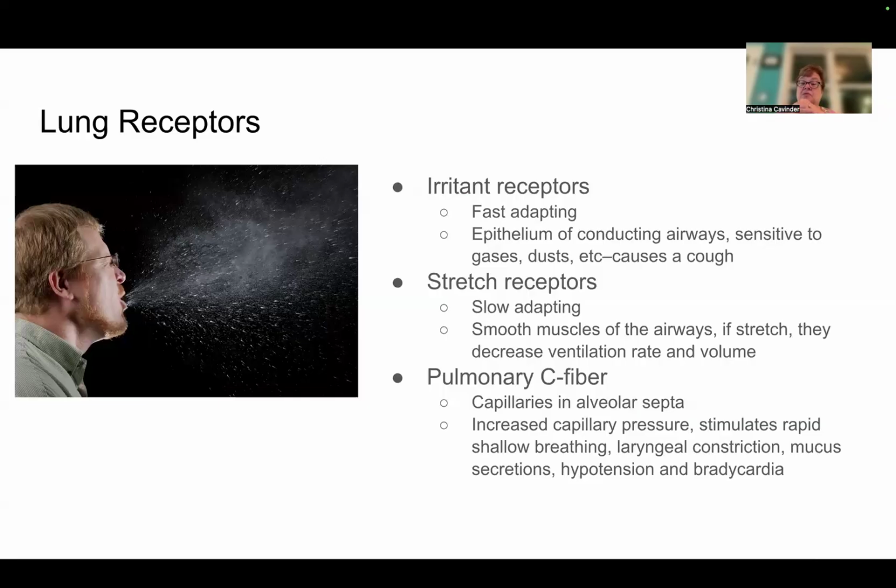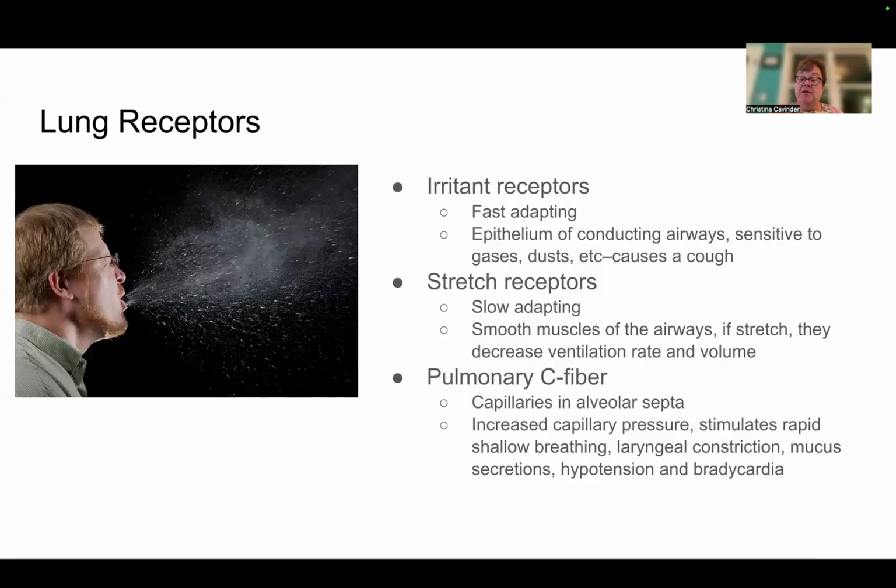So sometimes we'll have patients where they want something to lessen the cough, which, coughing can become very, very irritating. But it's your body's defense to get rid of whatever is in the lungs or trying to get in the lungs. There's stretch receptors. These are slow adapting. So this is in the smooth muscles of the airway. So if they're stretched, they decrease ventilation rate and volume. So if you have a lot of air building up in there, you don't want to put more in there. So it decreases how deep you breathe and how fast you breathe.